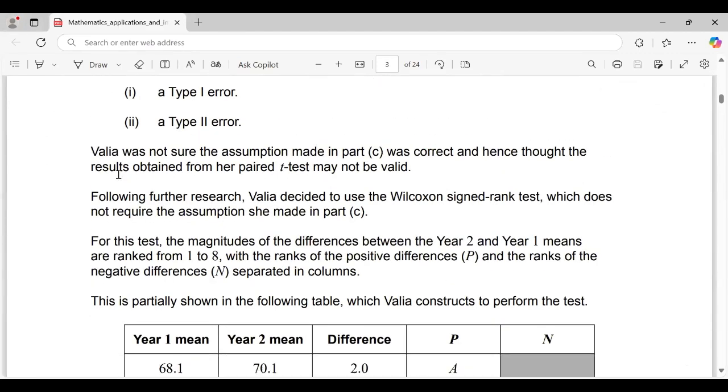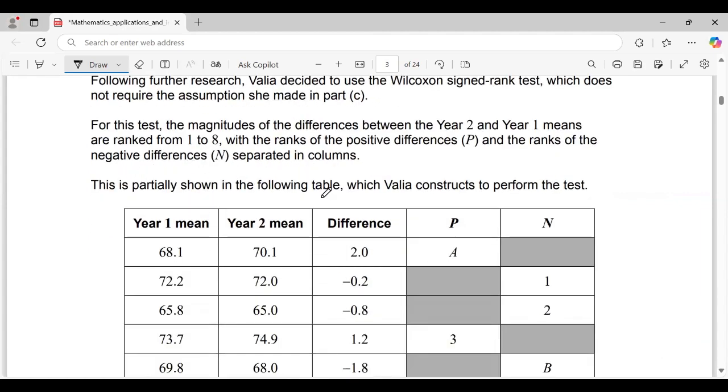Well, Falia was not sure the assumption made in part C was correct, and hence the result obtained from her paired t-test may not be valid. Following further research, Falia decided to use the Wilcoxon sign rank test, which does not require the assumptions she made in part C. For this test, the magnitudes of the differences between the year 2 and year 1 means are ranked from 1 to 8, with the ranks from the positive differences P, so P is the positive differences in this column, and the ranks of the negative differences is N, separated in this column. This is partially shown in the following table, which Valia constructs to perform the test.